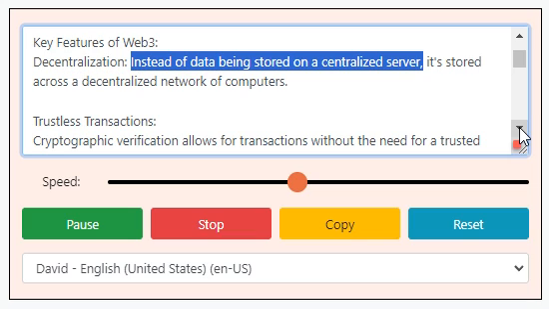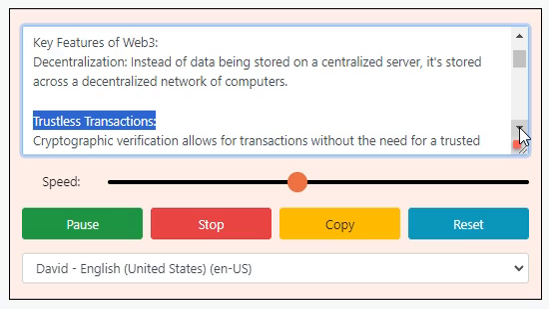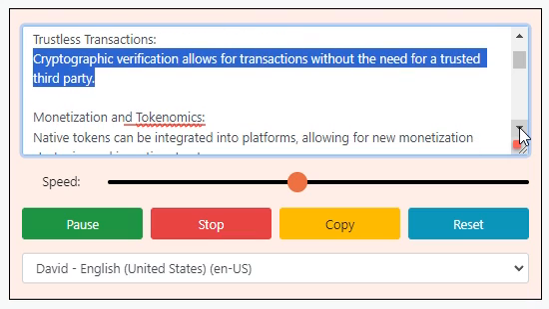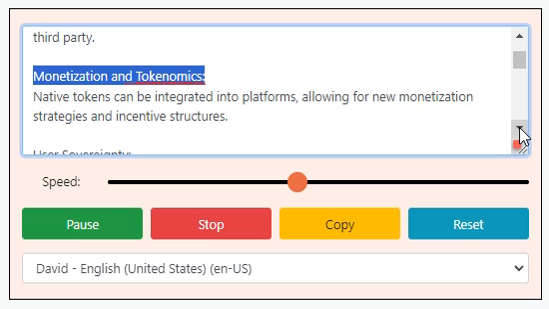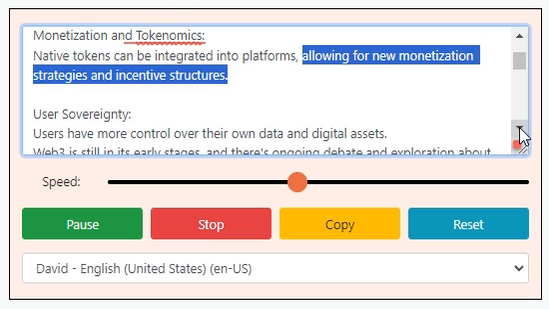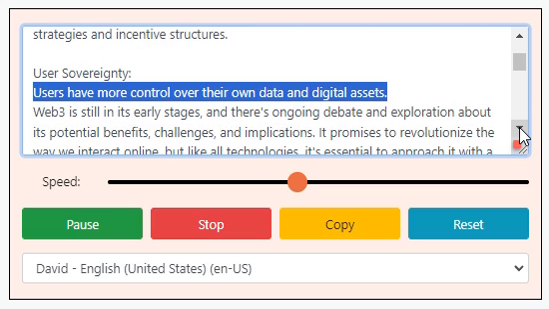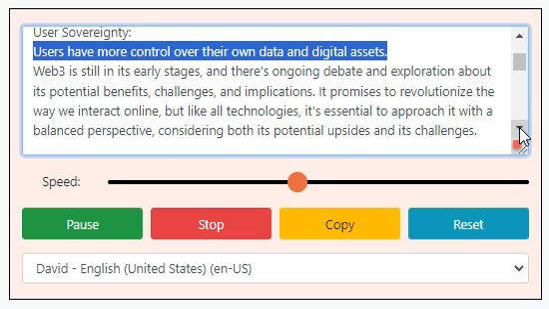Instead of data being stored on a centralized server, it's stored across a decentralized network of computers. Trustless transactions. Cryptographic verification allows for transactions without the need for a trusted third party. Monetization and tokenomics. Native tokens can be integrated into platforms, allowing for new monetization strategies and incentive structures. User sovereignty. Users have more control over their own data and digital assets.